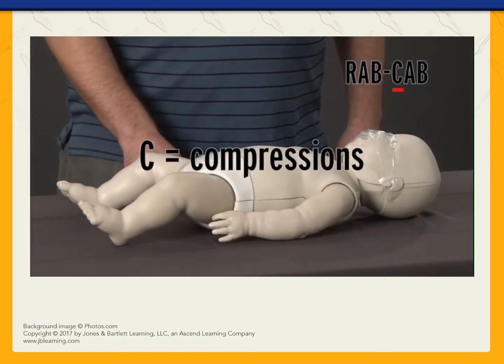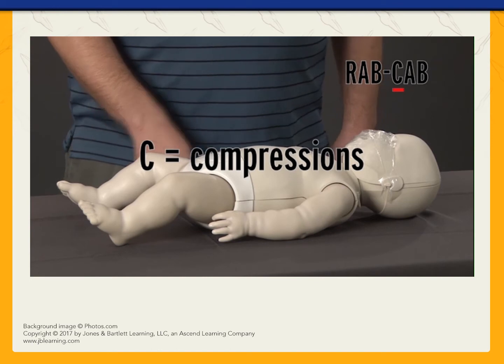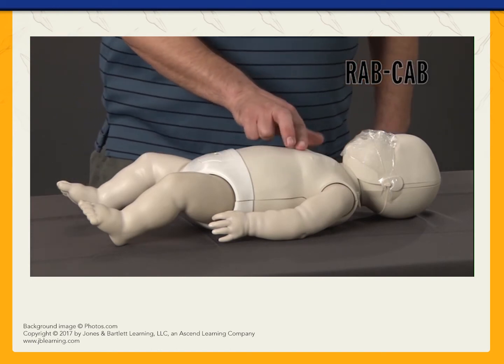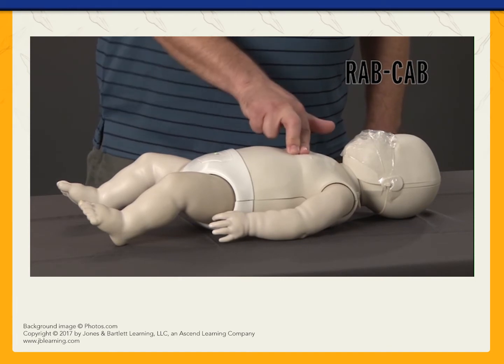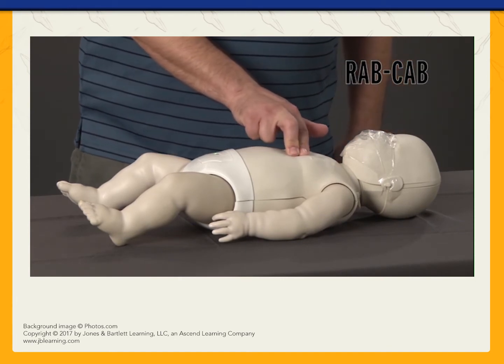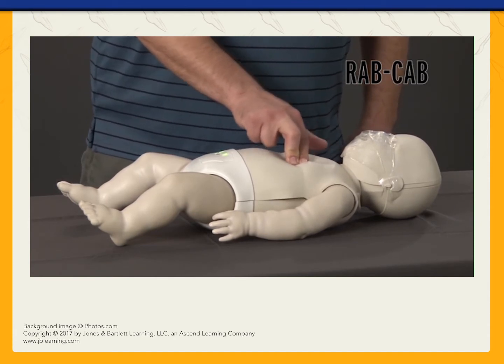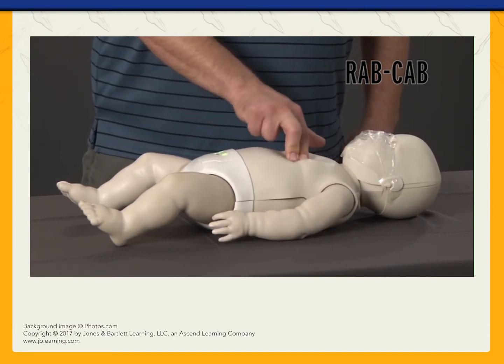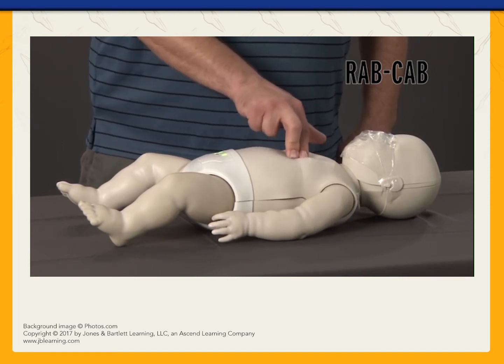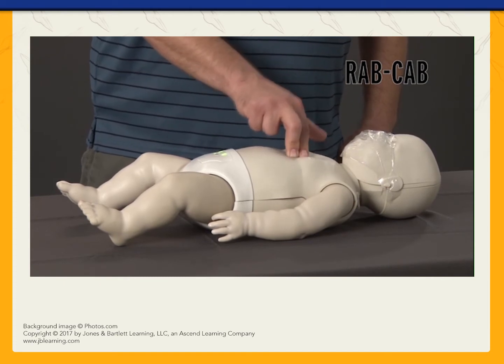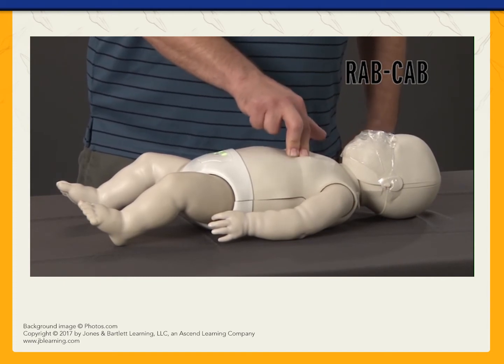C stands for compressions. Place the pads of 2 fingers on the breastbone, with one touching and both below the nipple line. Give 30 chest compressions. Push hard at least 1.5 inches or 4 centimeters straight down. Push fast. Use the beat of the Bee Gees song, "Stayin' Alive." At the end of each compression, let the chest come back up to its normal position.